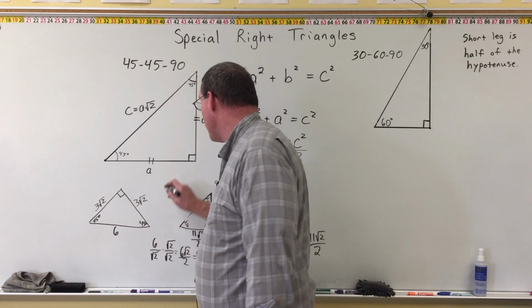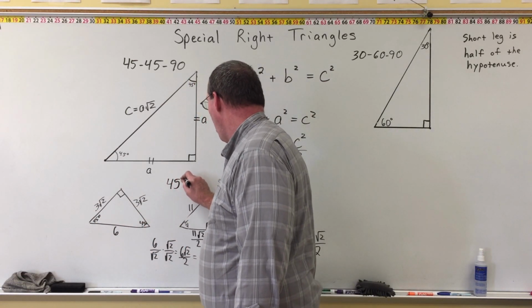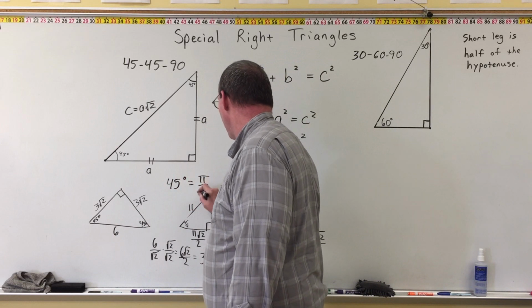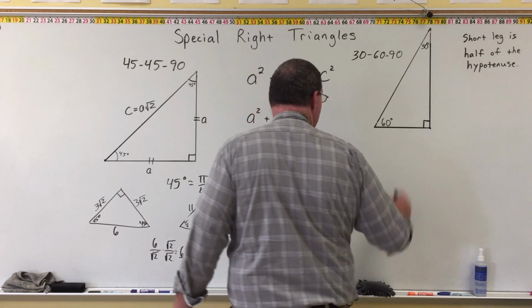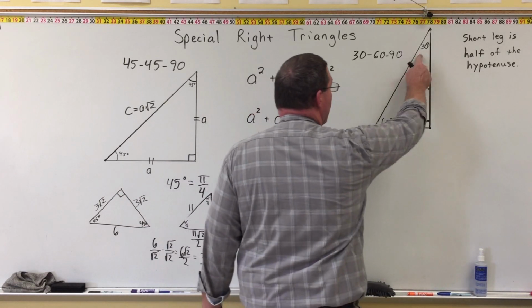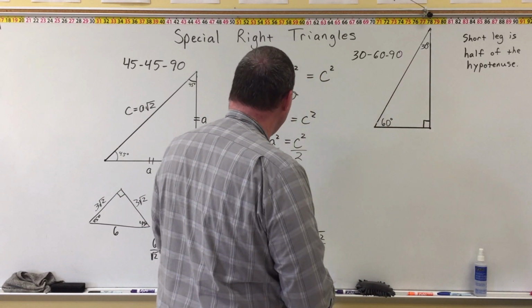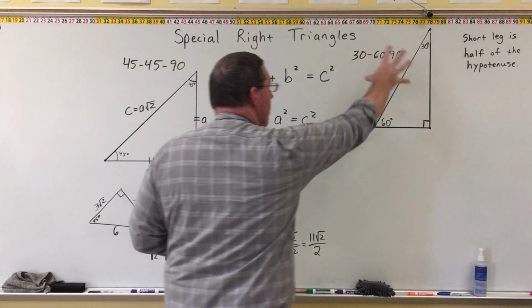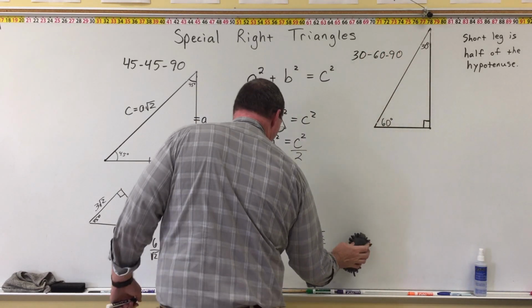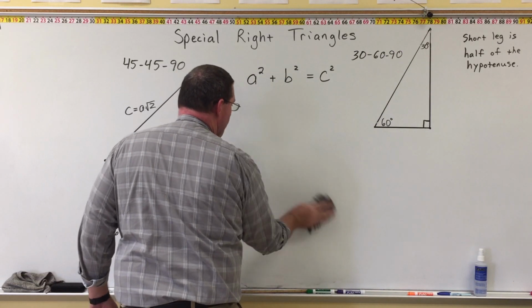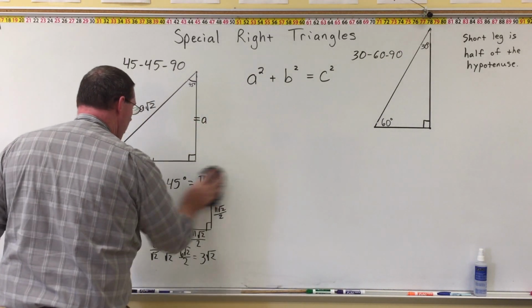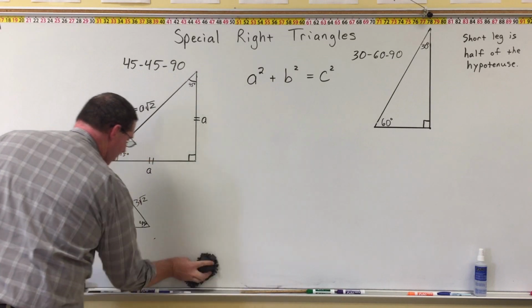And 45 degrees is always pi over 4. Okay? 90 degrees is always pi over 2, 60 degrees is pi over 3, and 30 degrees is pi over 6. Okay? All right, so let's now come to this one. And let's use the Pythagorean Theorem to try and understand the proportions among the 30, 60, 90 right triangle.